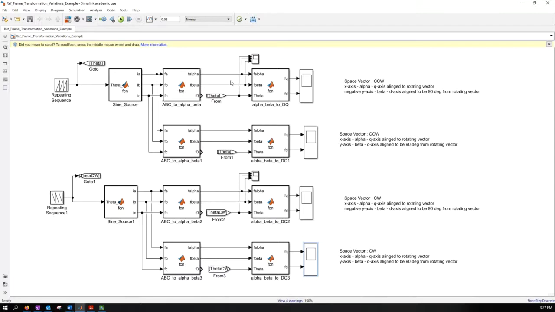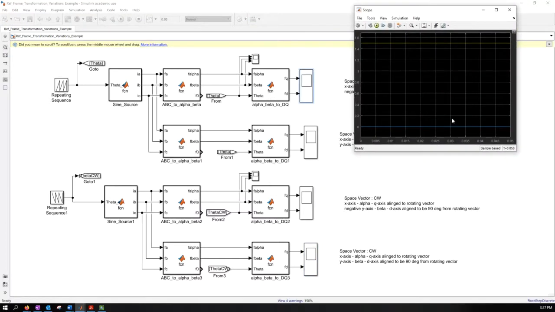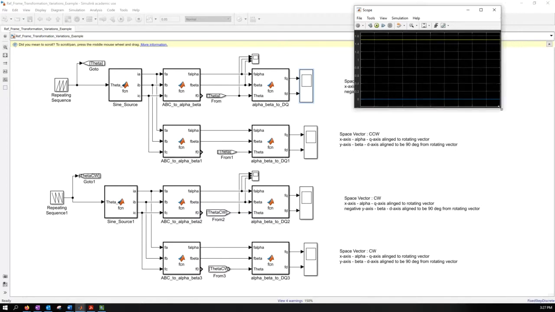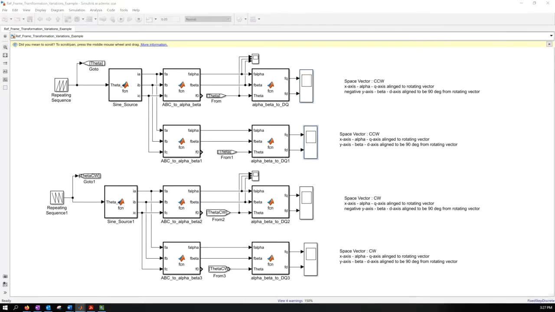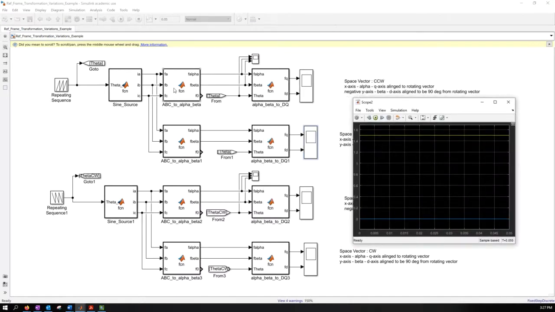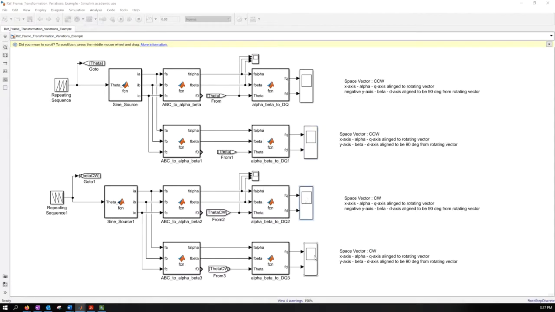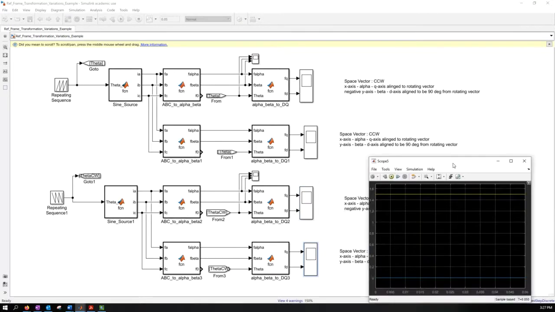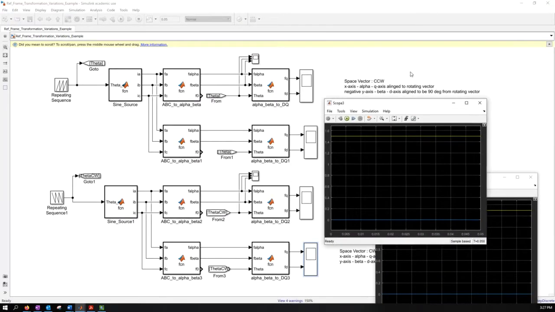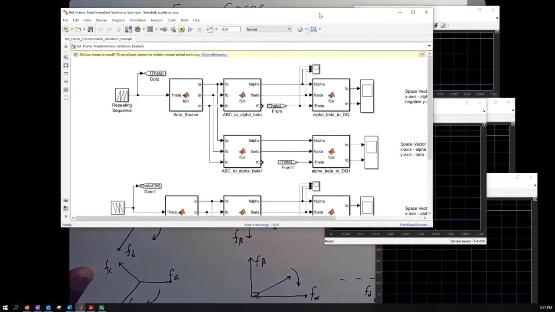What's different? In these two cases, the alpha beta definition is different, and between these two sets, the direction of rotation is different. So now, if you go look at the plots, what you'll see is that they get the same results. Let me try to get all the scopes open here, and they're going to look the same.